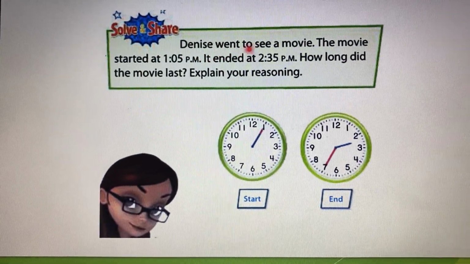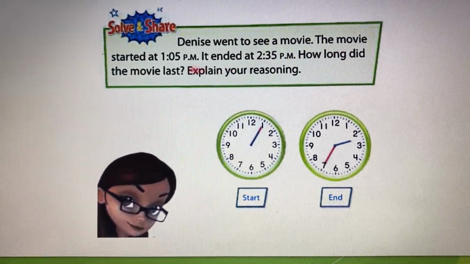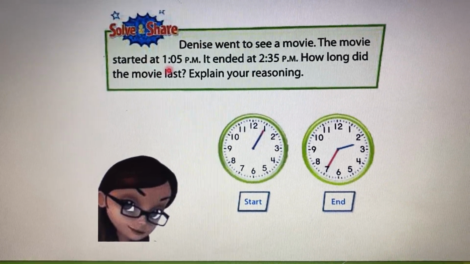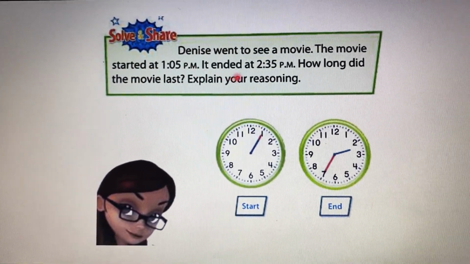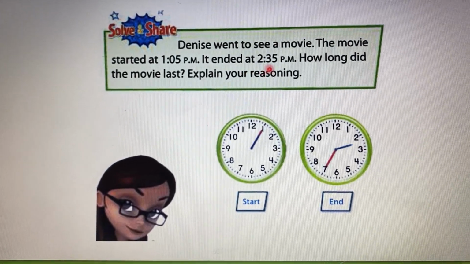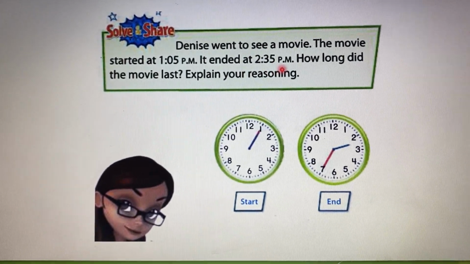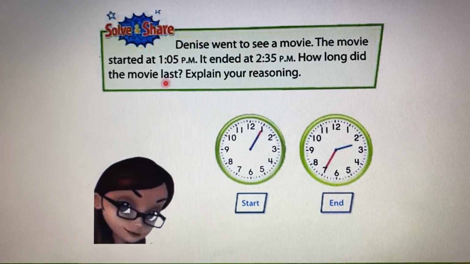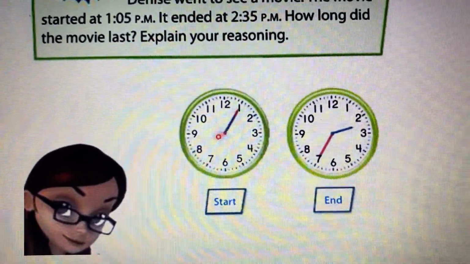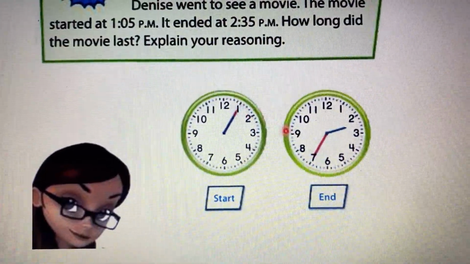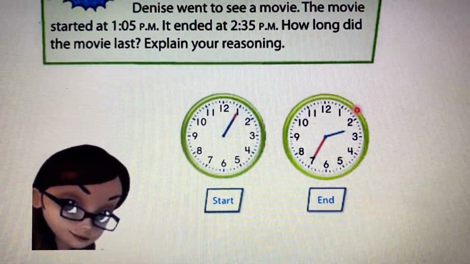Dennis went to see a movie. The movie started at 1:05 p.m. It ended at 2:35 p.m. How long did the movie last? Explain your reasoning. So here we have the starting time and here we have the ending time.